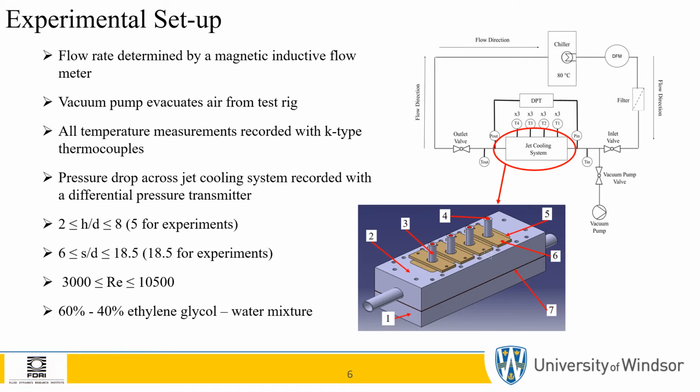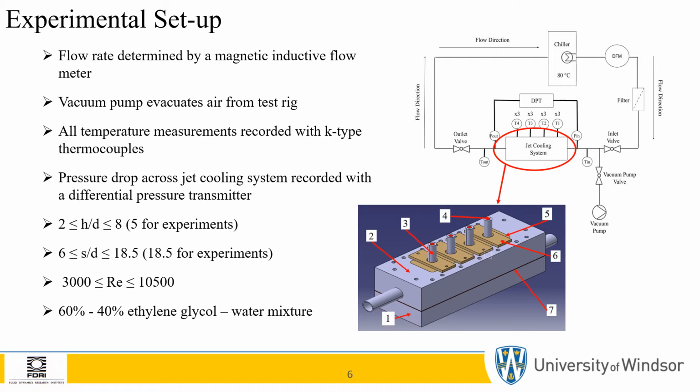A schematic of the experimental setup is shown. The working fluid is stored in an isothermal bath and is issued via a control valve which also controls the flow rate and is measured by a magnetic inductive flow meter. A filter is used to remove any impurities in the fluid and to prevent any clogging in the jet nozzles. Inlet and outlet valves permit the flow of fluid through the test rig. An additional pipeline attaches to a vacuum pump which removes air from the test rig prior to testing.